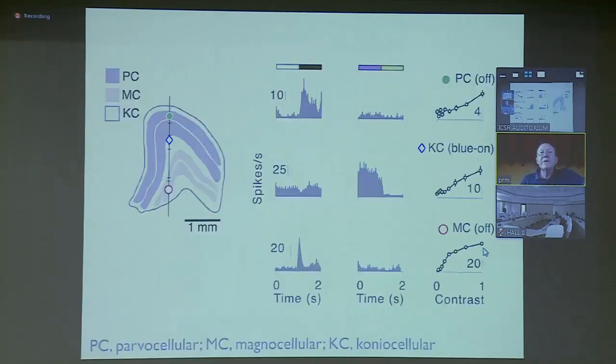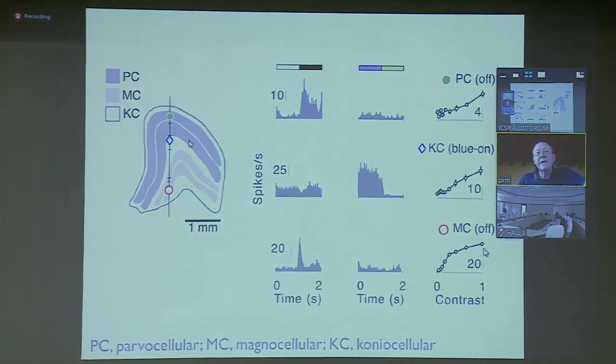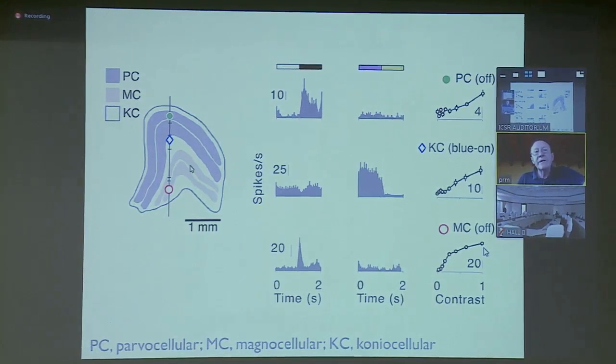Okay, so let me just show you some examples now of recordings and identifying cone signals in the lateral geniculate nucleus. So here I'm showing you the layers. This is a marmoset lateral geniculate nucleus. Here are the layers of the LGN. These animals only have two parvocellular layers, PC. They have two magnocellular layers, MC. And remember, I told you these cell layers get input from midget cells. These layers get input from parasol cells.